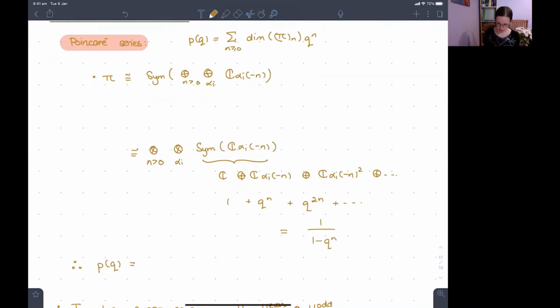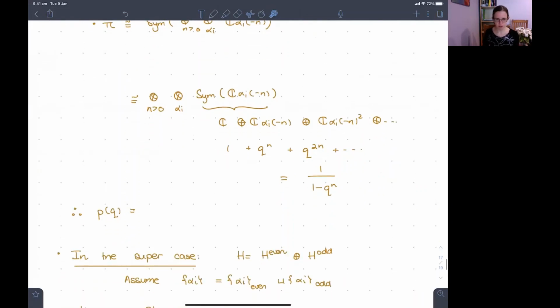Okay, and so now we're taking the product of this guy over all alphas, okay? But the dimension doesn't depend on alphas. So we're just going to get a power of this to the rank of the lattice, and then we take the product over all n's. And so our Poincare series is the product over positive m's of 1 over (1 minus q^m) to the power r.